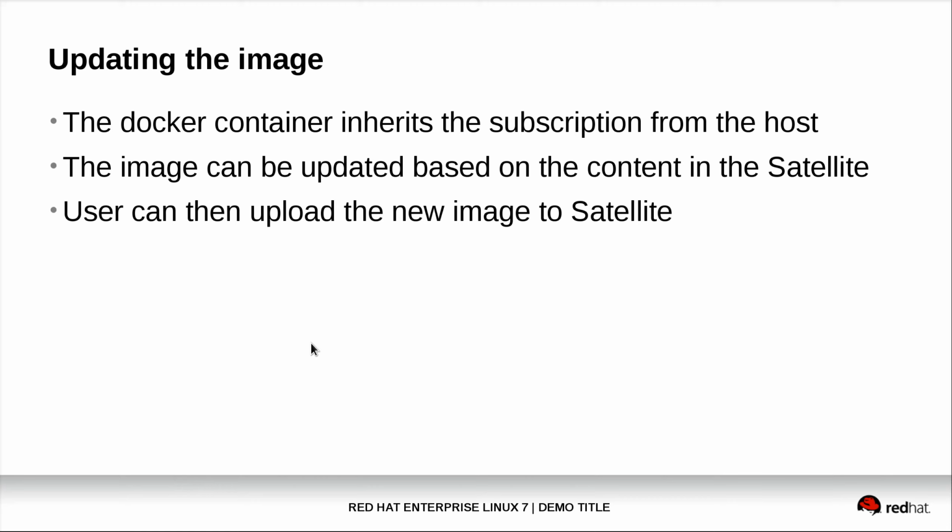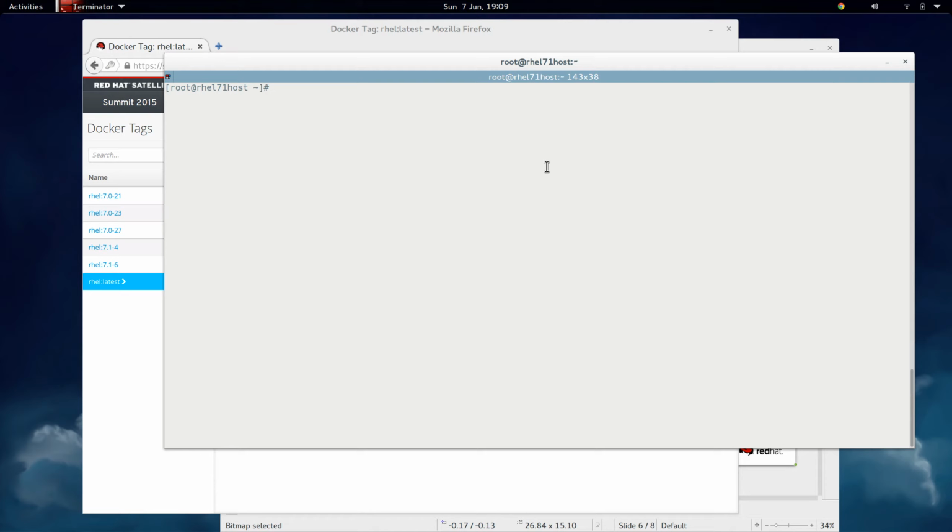The subscriptions which are managed by satellite are inherited by the containers which have been launched and that can be connected back to the satellite. The images in the containers can then be updated based on the content which is running in the satellite, and users can then take these updated images and load them back into satellite to again be managed by the satellite instance.